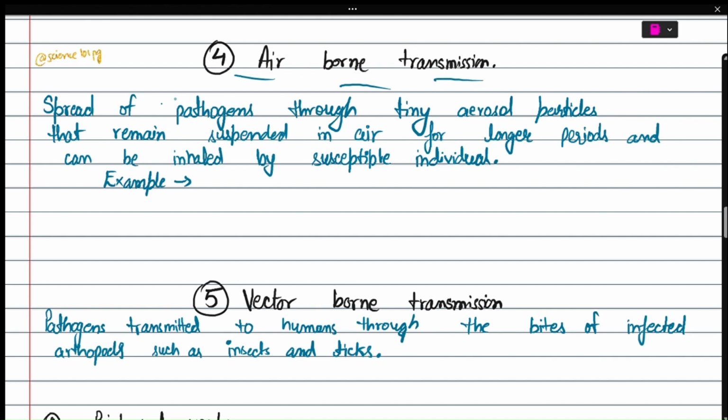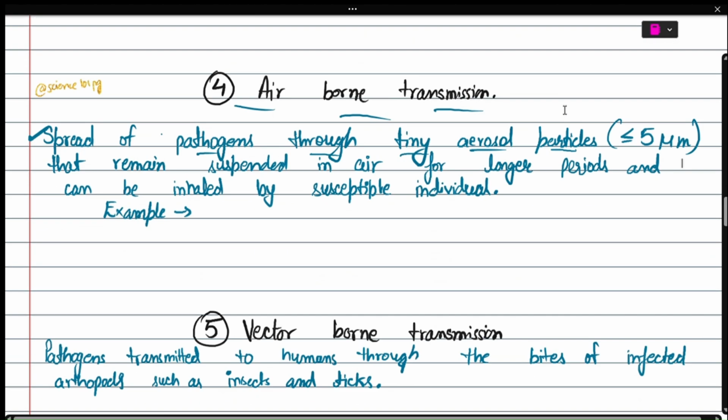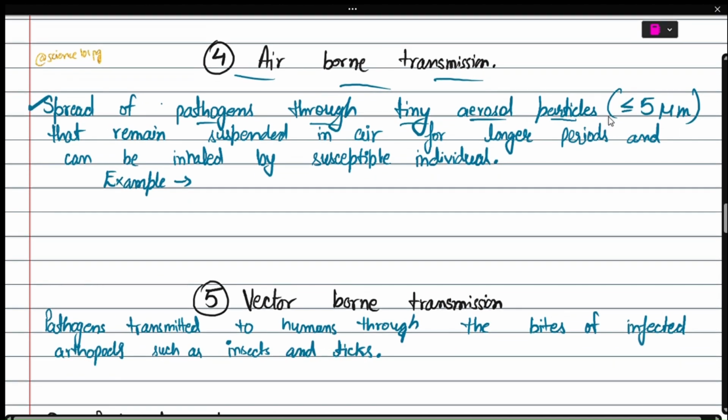Okay, so this is the spread of pathogens through tiny aerosol particles, and the size of those tiny aerosol particles will be less than or equal to 5 micrometer. In the case of droplets, we have size more than 5 micrometer, but in case of airborne transmission, the aerosol particles will have size less than 5 micrometer. These aerosol particles can remain suspended in air for longer periods of time and can be inhaled by susceptible individuals and can cause infection, of course.